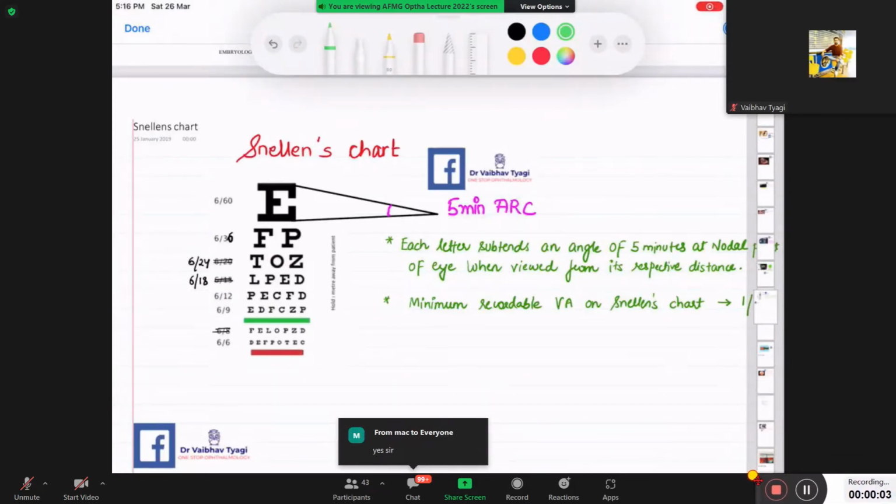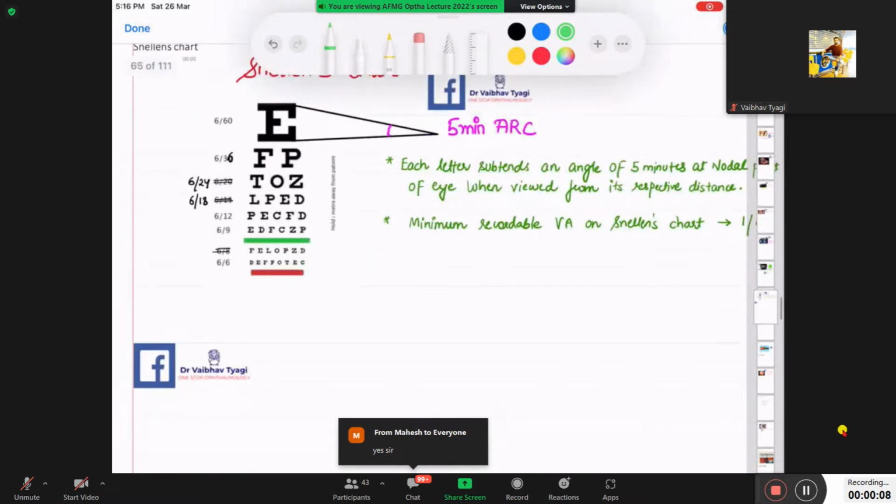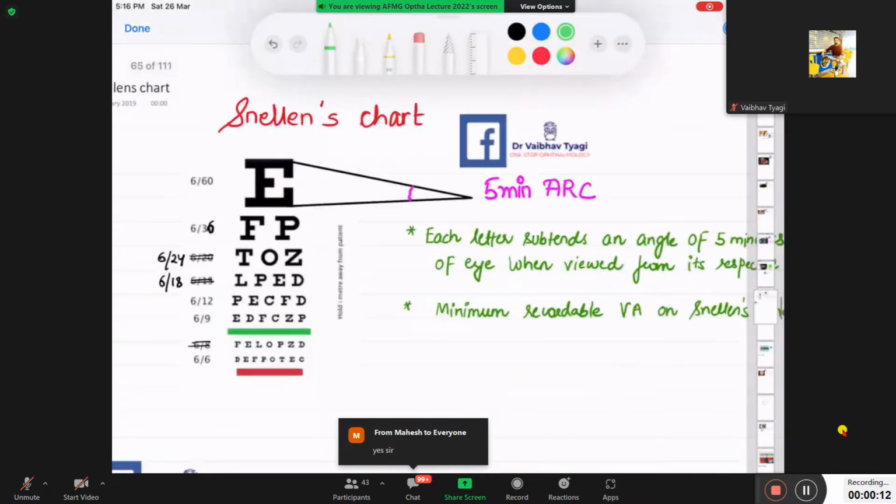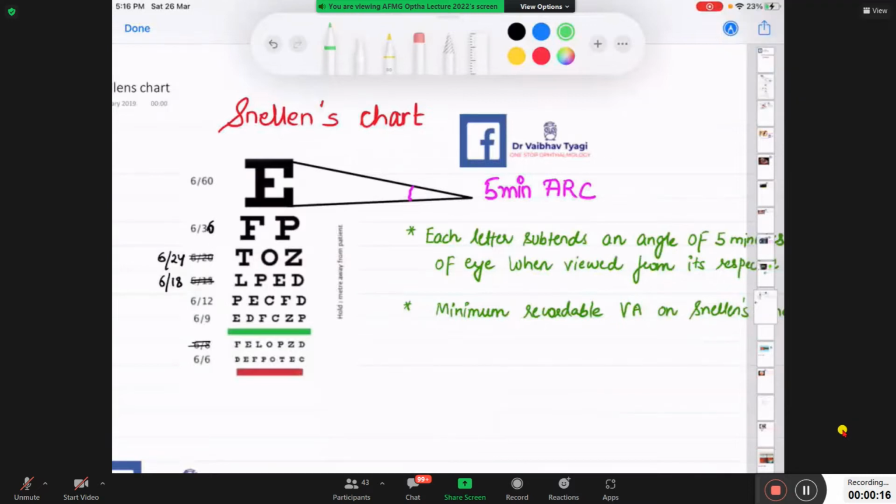So after discussing and finishing the retinoblastoma, we will take on Snellen's chart. This is how the patient is checked for far vision. Snellen's chart is for far vision. All of you must have seen this chart in OPDs. So the name is called Snellen's chart.